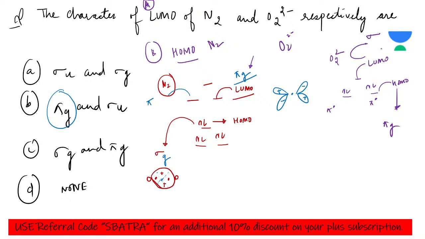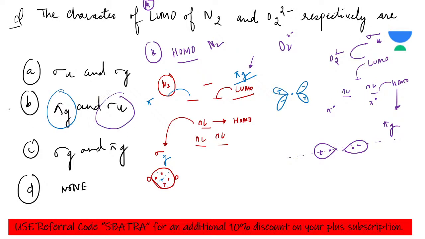So sigma and sigma star are your degenerate labels, because this is how we should draw sigma star, like this. You have one nucleus, positive and negative. If you see, there is no center of symmetry; if you rotate this molecule, this positive sign is replacing your negative sign. So this is sigma u.